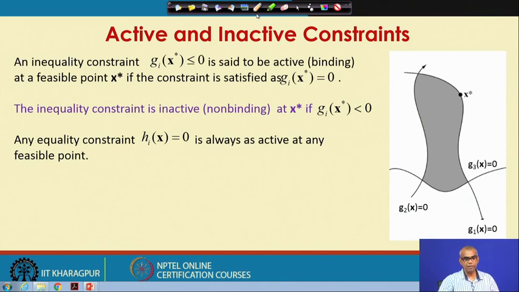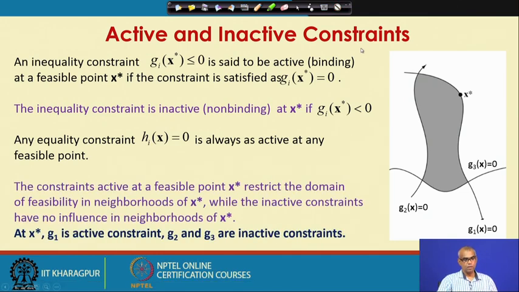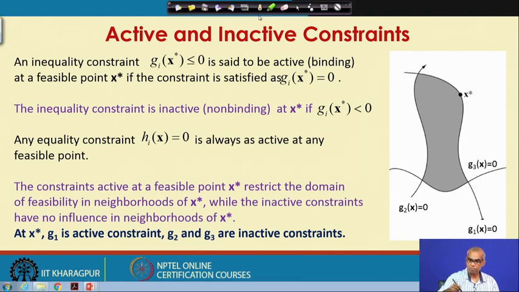So, by definition, an equality constraint is always active at any feasible point. The constraints active at a feasible point x star restrict the domain of feasibility in the neighborhood of x star, while the inactive constraints have no influence in the neighborhood of x star. Look at the diagram. Consider the point x star.